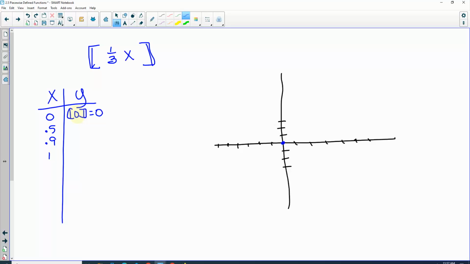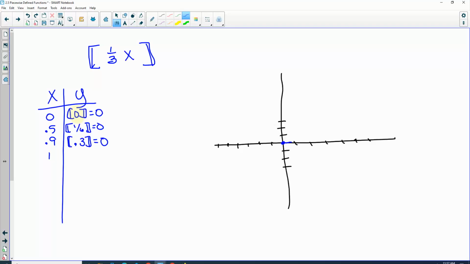If I put in 0.5, what's 1/3 times 0.5? 1/6. 1/6 falls between 0 and 1, so we're still getting out 0. So we get the smaller one. So at 0.5, I'm still stuck here on the 0. If I put in 0.9, 1/3 times 0.9. What did you say? 0.3. And if you put in 0.3, what's the greatest integer of 0.3? 0, so I'm still stuck at 0.